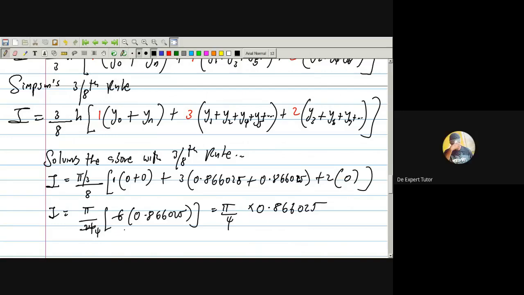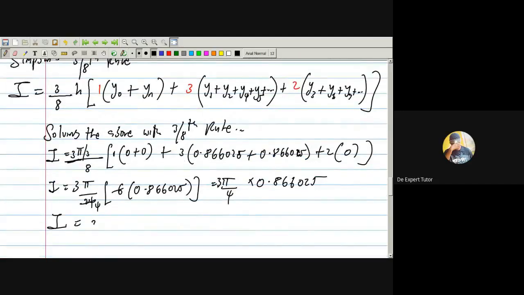Is that the final answer? Yes, 0.68017. Wait, hold on, let me confirm. Sorry, I'm using pi over 3. Maybe it is 3/8. Remember, 3/8. That's 3/8 times this. Do you see? I omitted that 3, so be careful with it. Multiply that answer by 3. What do you get? That'll be about 2 point something.